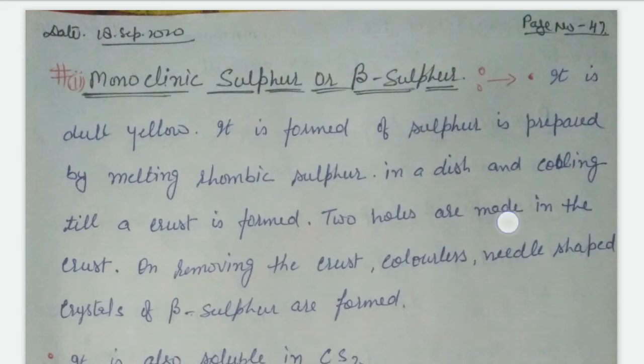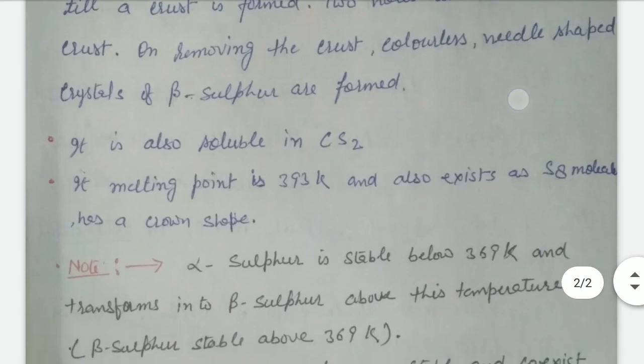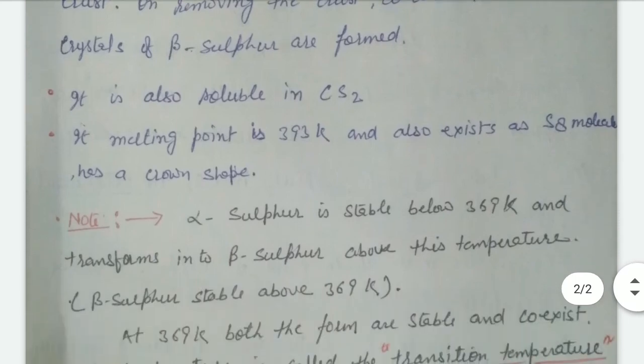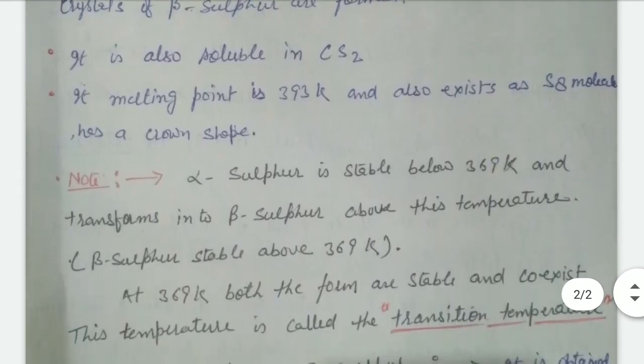Beta sulfur is soluble in carbon disulfide and insoluble in water. Its melting point is 393 Kelvin and it also exists as S8 molecules, like rhombic sulfur. 8 atoms of sulfur combine to form a single molecule of S8.